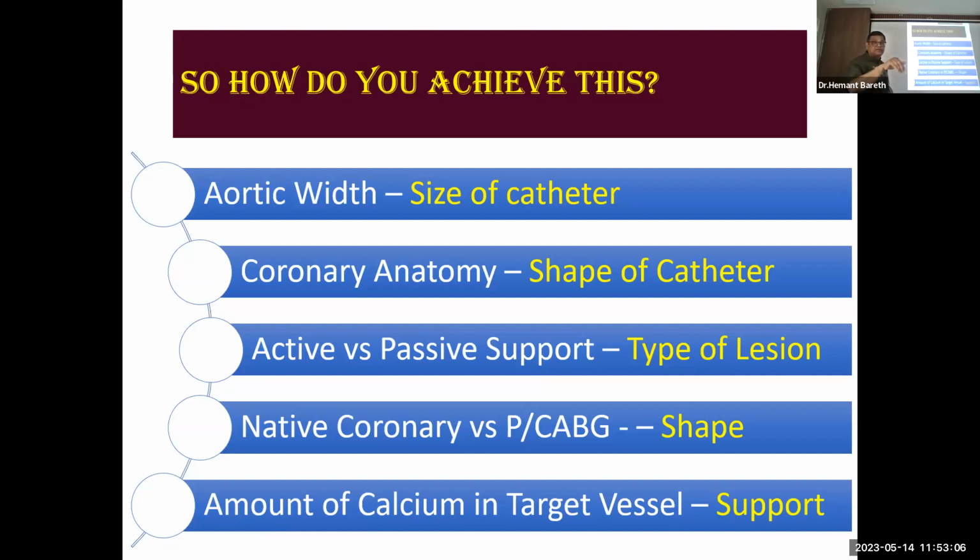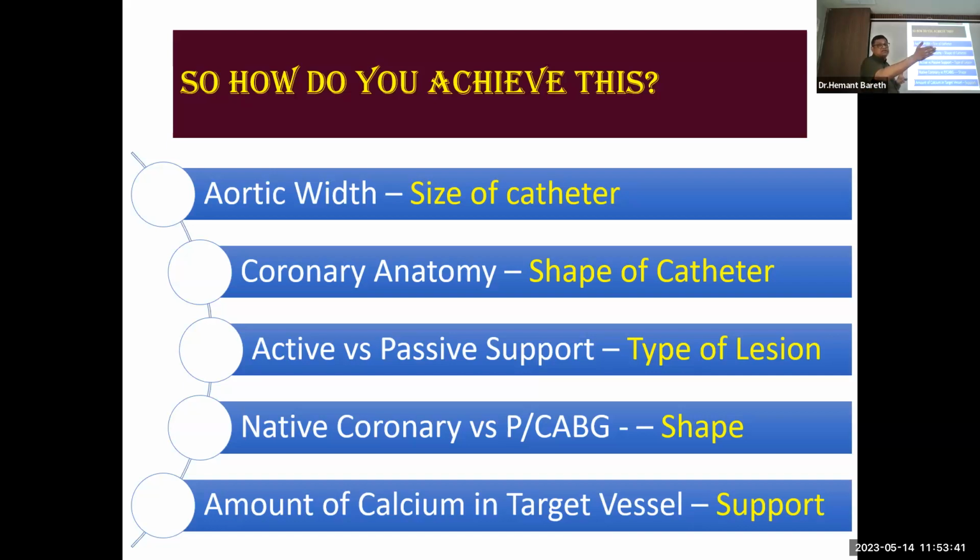Whether you want to use a Judkins, an Amplatz, a hockey stick, a 3DRC catheter, or an Arani catheter depends on what kind of coronary anatomy you encounter. Then also very important is the type of support. If you require a complex procedure where a lot of support is required, then you would probably use a catheter which gives you a lot of support from the contralateral wall and also from the root of the aorta.